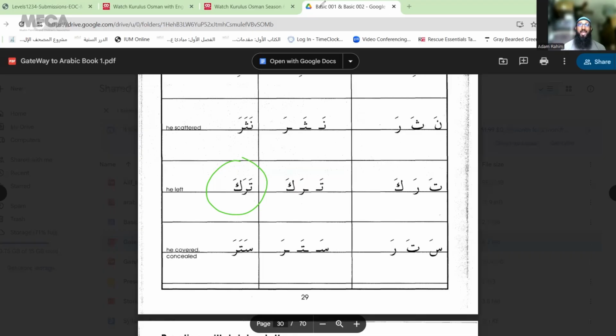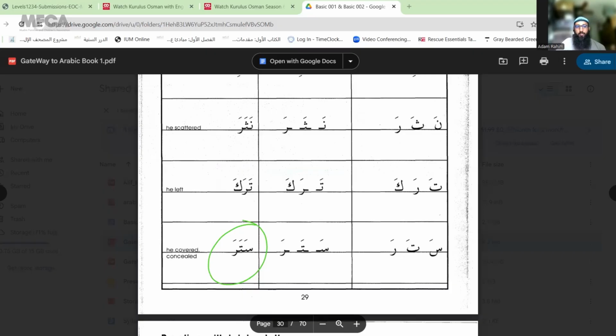The second one is ra. So ta, ra, ka. Ta, ra, ka. There you go. Perfect. Very good job. And brother Sayyid, please. Satara. Ahsantum. Very good job.